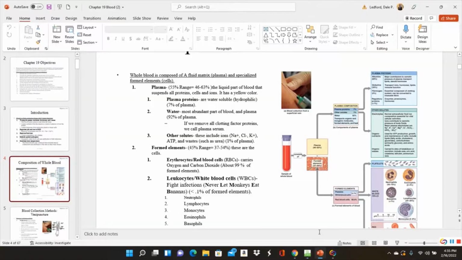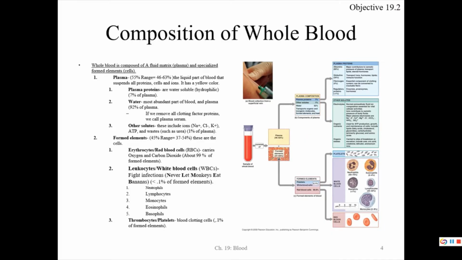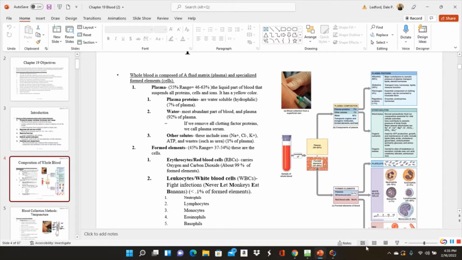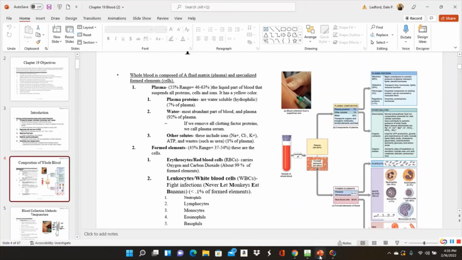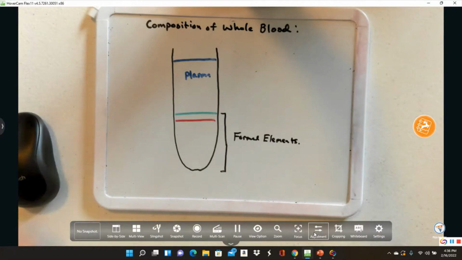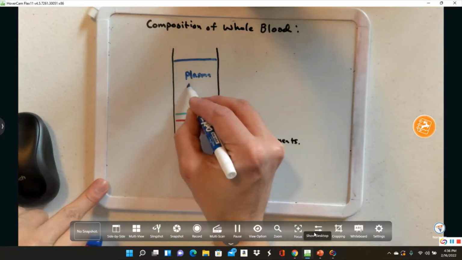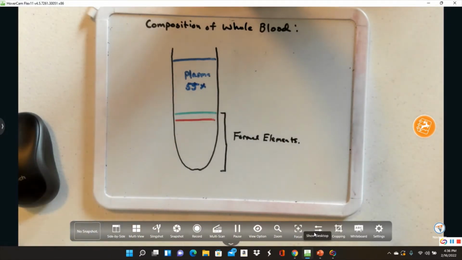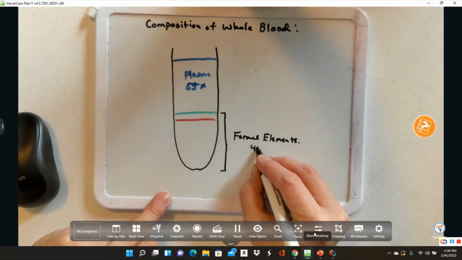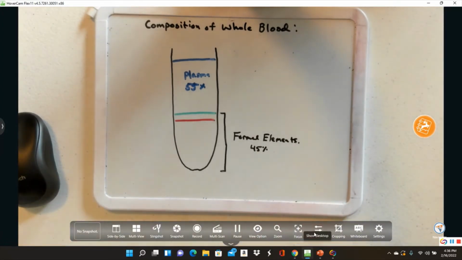Now, when we take a look at this, we're going to see that plasma is 55% of overall blood volume, and it ranges between 46 and 63%. So let's talk about the idea that it is about 55%. About 55% here is plasma. The remaining formed elements are about 45%. Now that gets us to 100%.